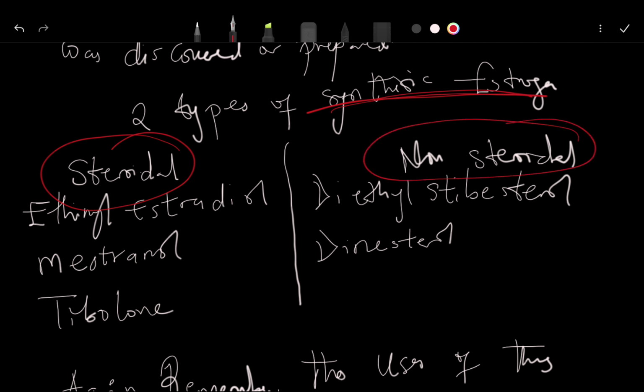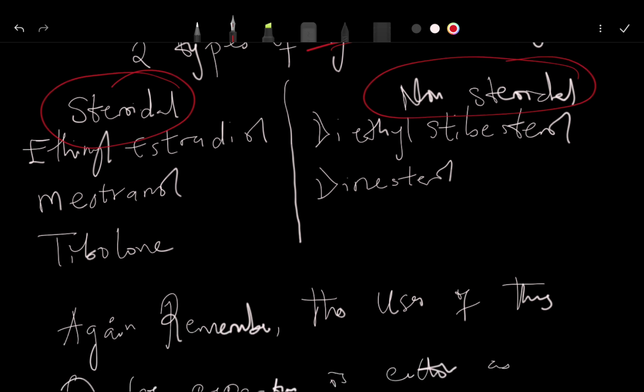So if it is steroidal, it means it has a steroid nucleus. If it is non-steroidal, it means it does not have a steroid nucleus. Now, there are three main types of the steroidal estrogen. We have ethinyl estradiol, mestranol, and tibolone.